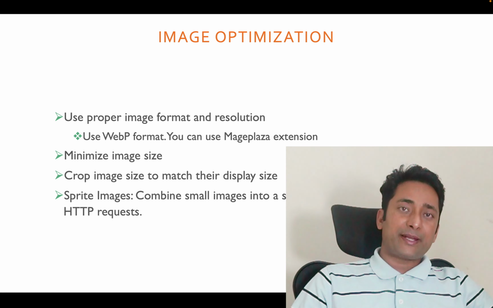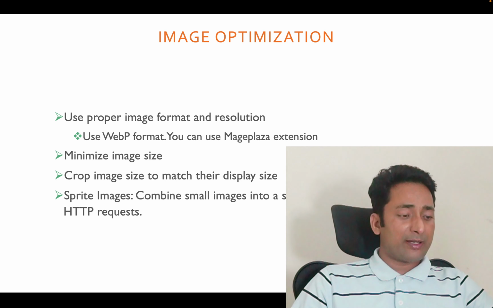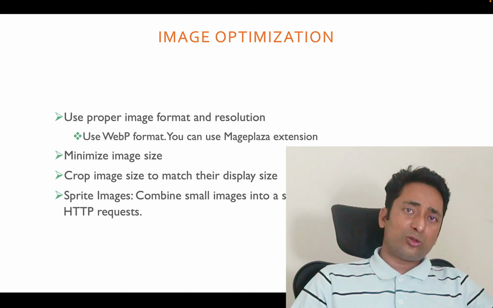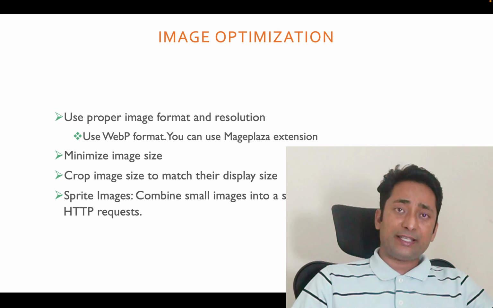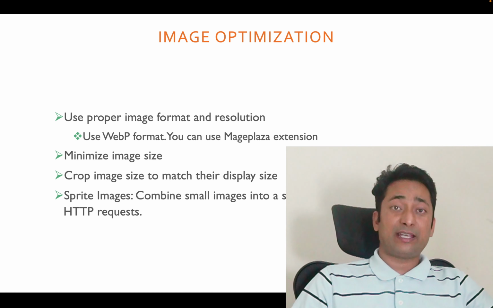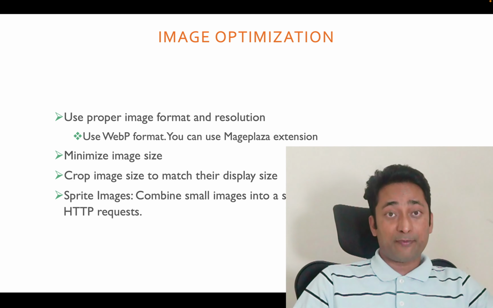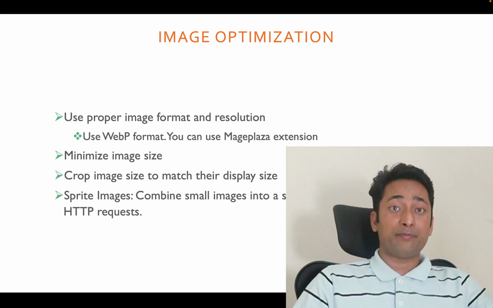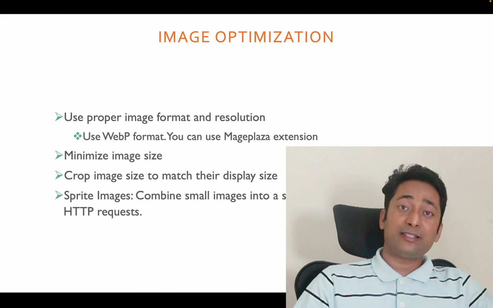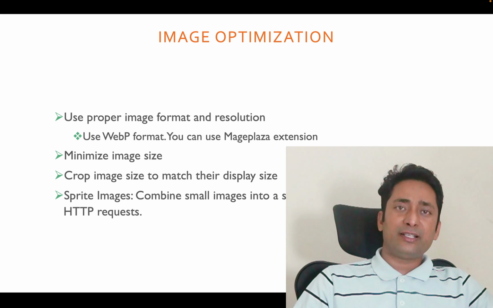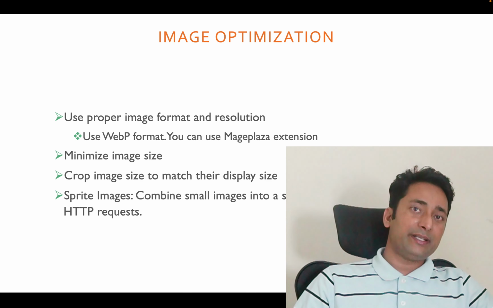Other than compressing your images and using WebP format, you should also try to minimize the image size in terms of KB or MB. Your image sizes should be very minimal in terms of weight. By weight I mean KB or MB. Your images should not go into MB. Image sizes in MB are definitely a very bad idea. It should be in KB.